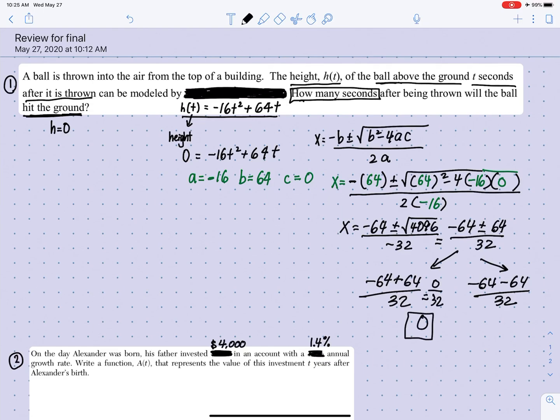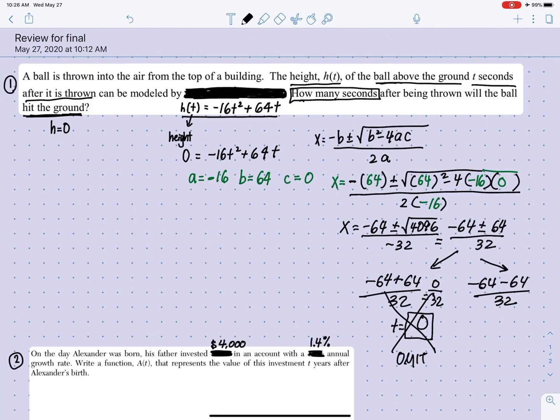Now let's think for a moment. We wanted to find how many seconds after the ball was thrown in the air it will hit the ground. Well, this is saying that the time is going to be 0. Does that make sense? It took no time for the ball to hit the ground? No. So we're going to omit that answer because it makes no sense whatsoever.